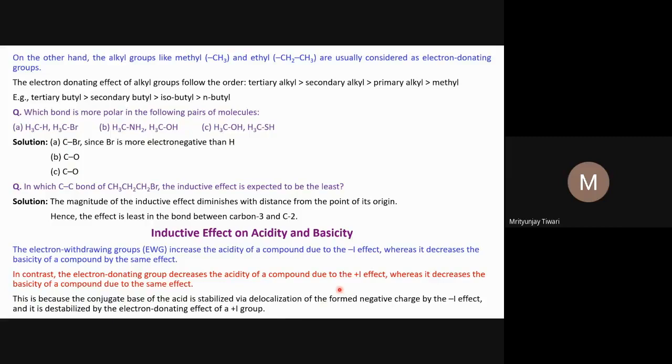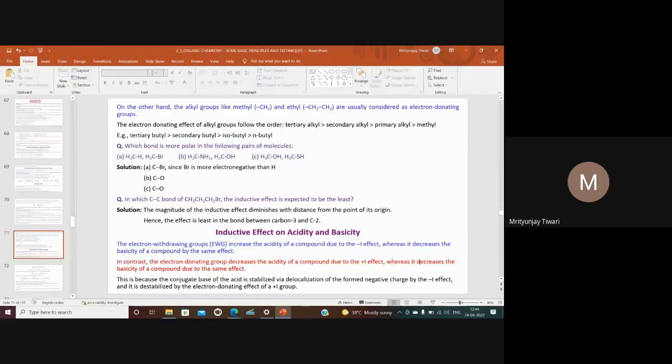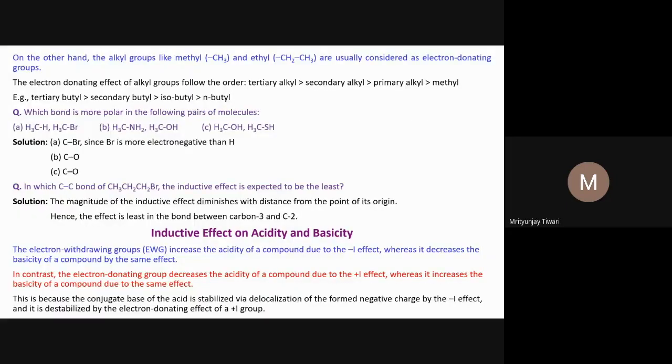Whereas it increases the basicity of a compound due to the same effect. It increases the basicity of the compound because it has increased the electron density, and because the electron density has increased, the lone pair is now more easily available. So the electron donating effect increases the basicity.